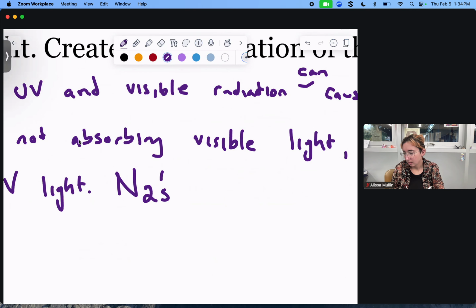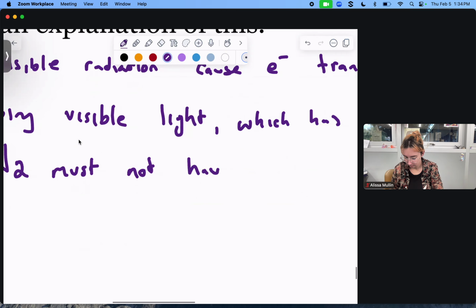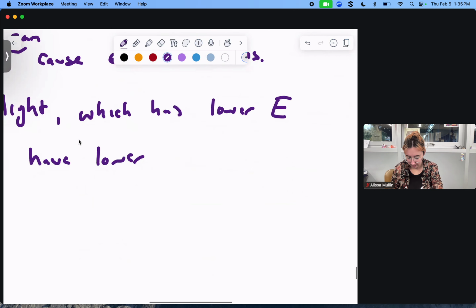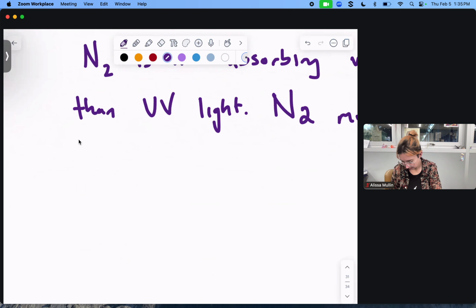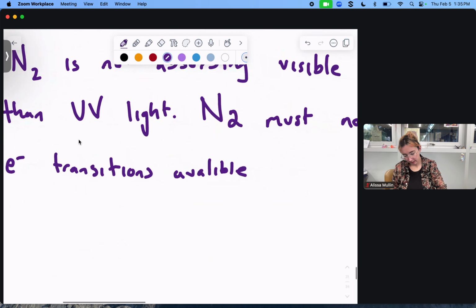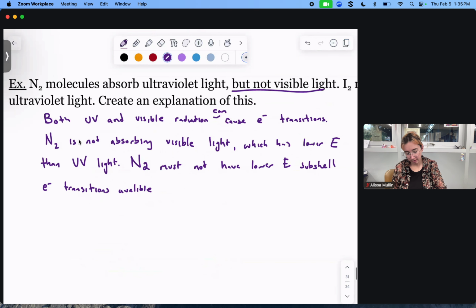What should I say? You can just say N2, I guess. N2 must not have lower energy subshell electron transitions available. Okay, so the type of light absorbed tells you what properties the atom is able to express.